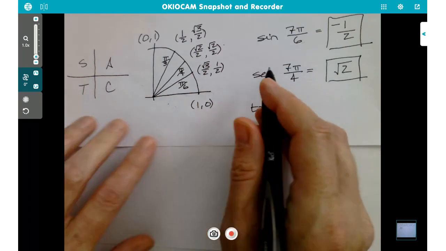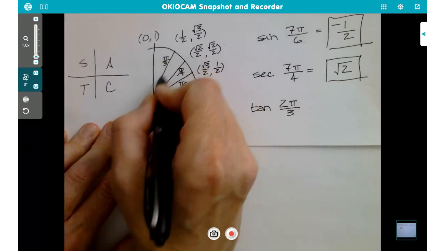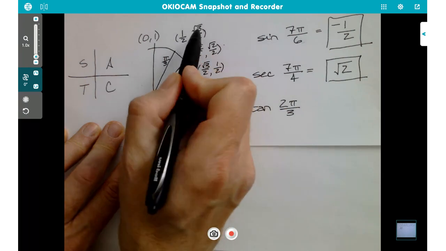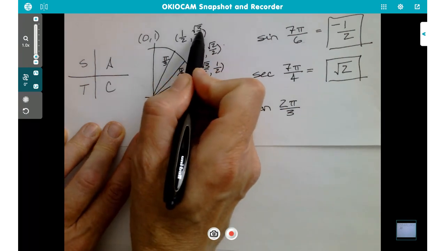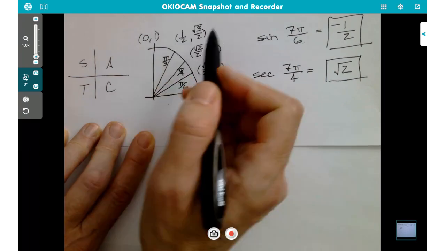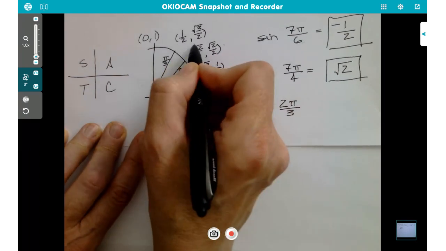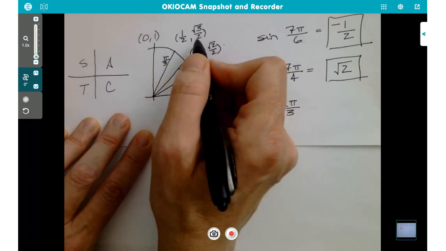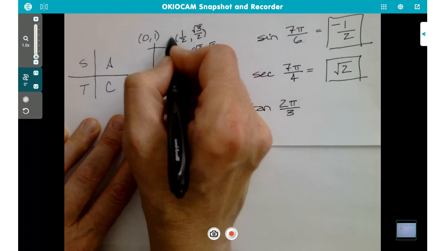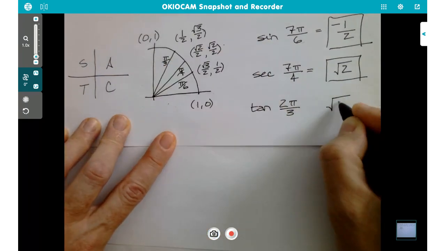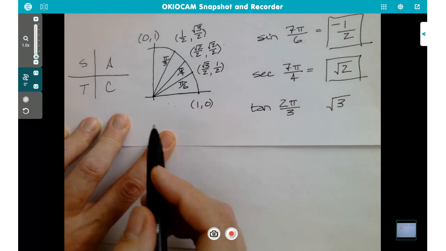Let's see. So pi over 3, here it is. Tangent is y over x. So that's root 3 over 2 divided by 1/2. The halves are going to divide away. So yes, it's root 3 over 2 divided by 1/2, and we have to simplify that, but it really ends up, we just need the numerator. So root 3 over 1, there's the number part. Root 3 over 1 is just root 3.